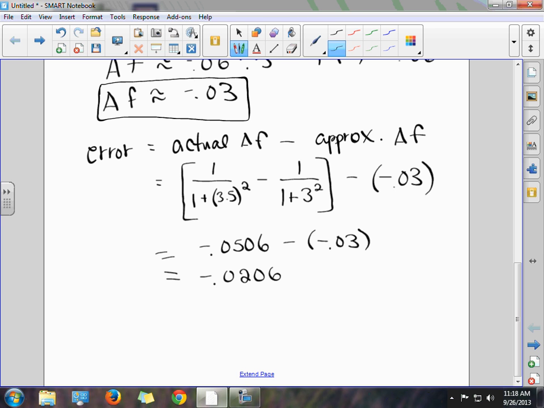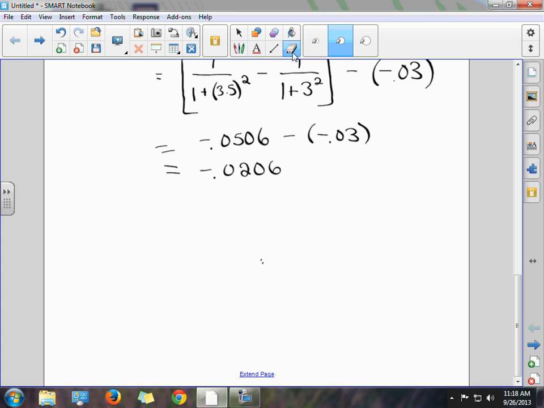This seems like a fairly small error. But when you're looking at a value as tiny as negative 0.0506, it's actually a fairly large error. One of the reasons that we get such a large error here, because in other problems you'll actually get a fairly small error, is the size of delta x compared to our values. Our delta x is 0.5, and our actual value is fairly small. Because delta x is so big, we're going to get a fairly large error. Let's calculate the percent error.